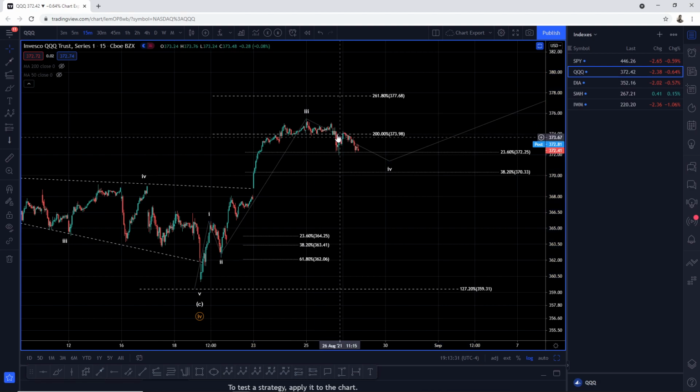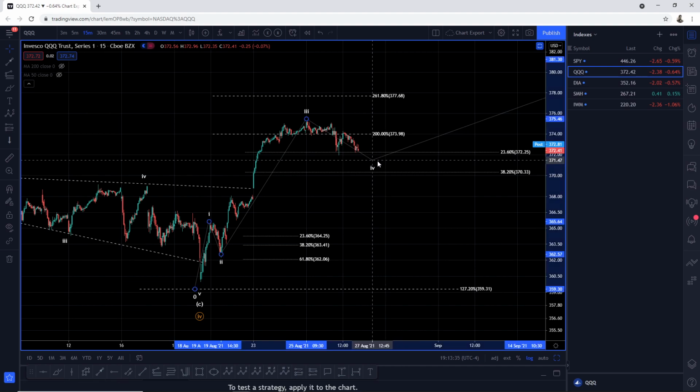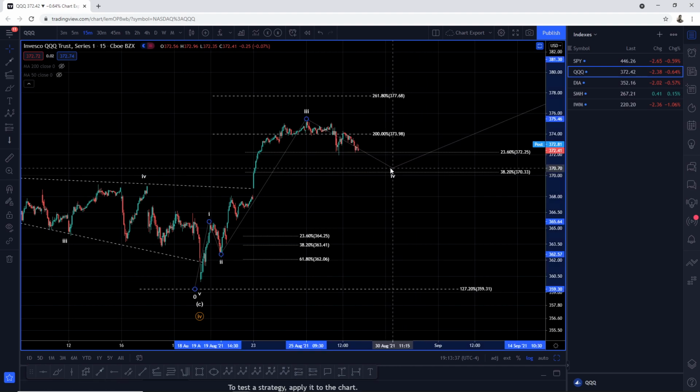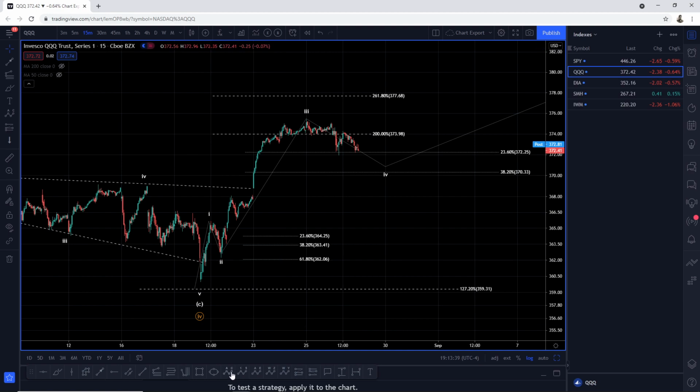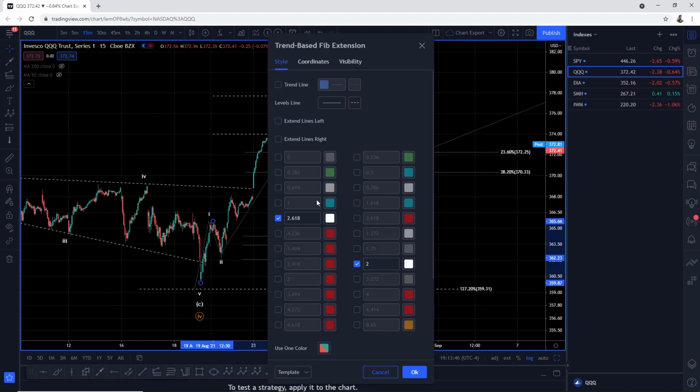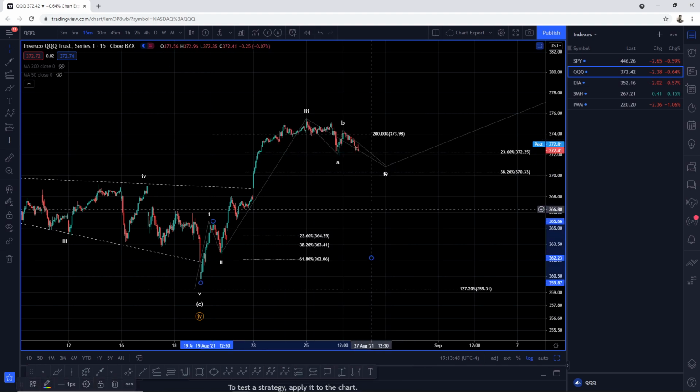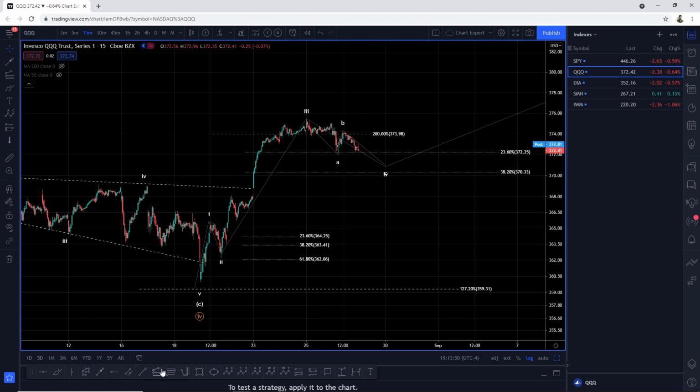Okay, and now we are going down in A, up in B, and meandering down into the wave C to find support at the 38.2% retracement. So the labels will go as follows: down in A, up in B, down in C. To confirm this here, let's hide the 2618 as we no longer need it because we now pivoted.